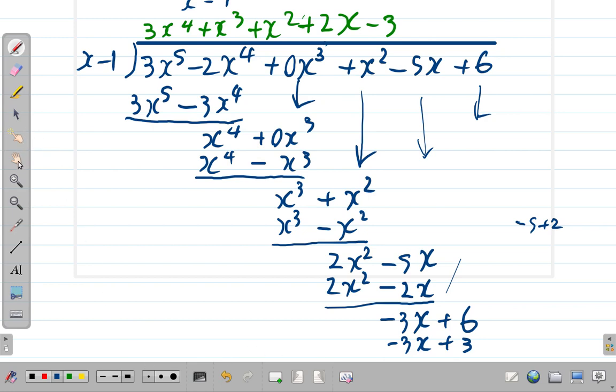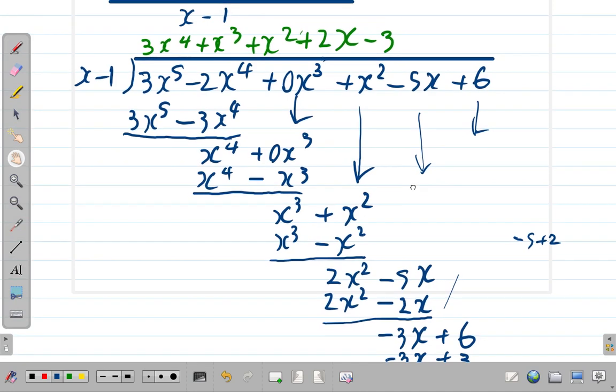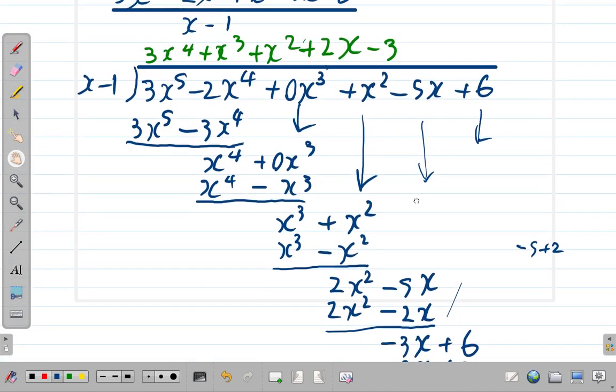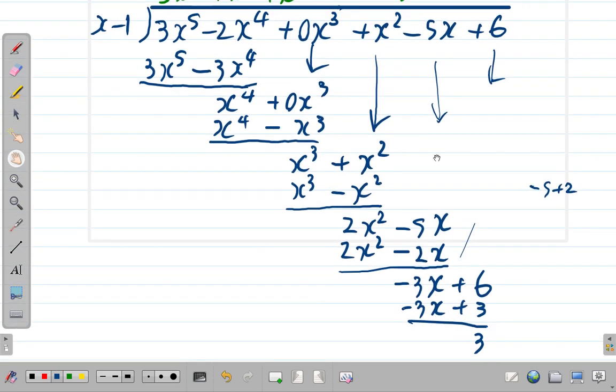Alright. So here we subtract these. What do you get? It's going to be 3. So it seems like this is what we got, and the remainder is 3. So the answer is 3x to the 4th plus x cubed plus x squared plus 2x minus 3, remainder 3. So that's what we have there.